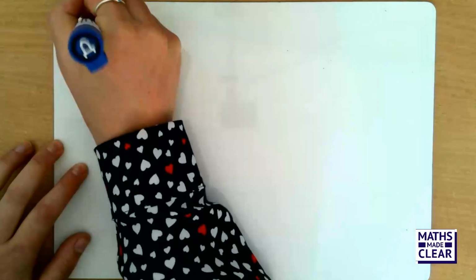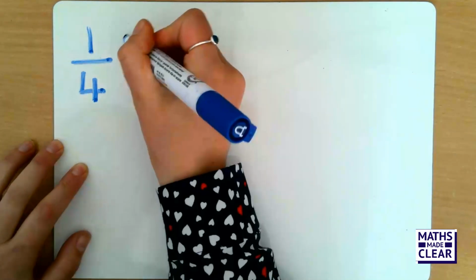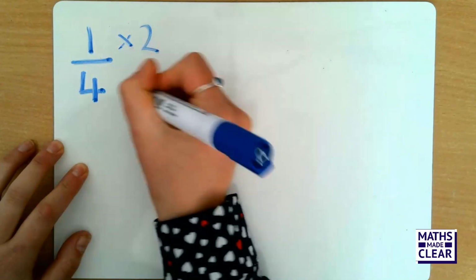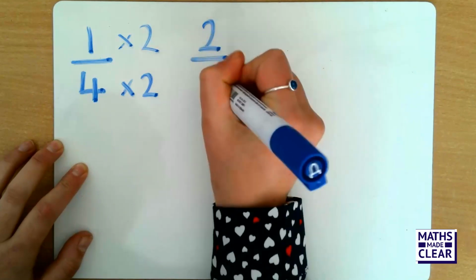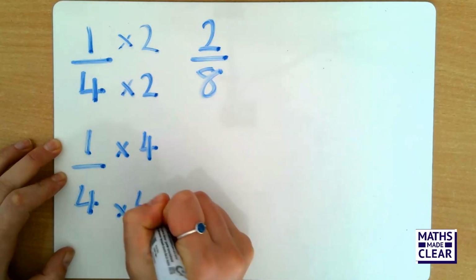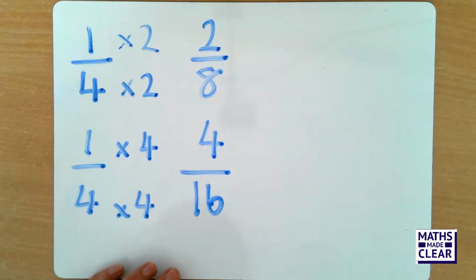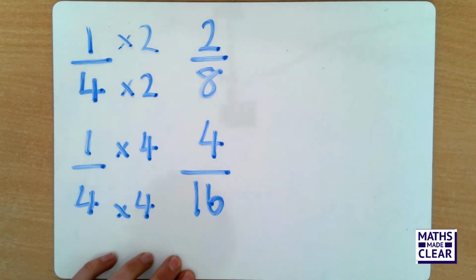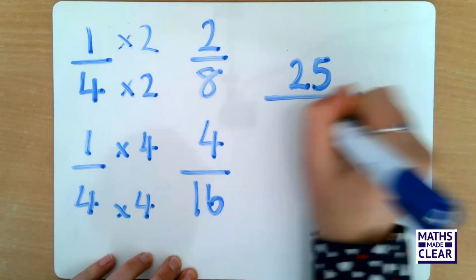If we had the fraction 1/4, we might want to find equivalent fractions for this. To do that, we would multiply the top number and the bottom number by the same amount. So if we multiplied it by 2, we'd then have 2/8. If we multiply the top and the bottom by 4, for example, we would then have 4/16. However, in a special case, if we would be multiplying the top and the bottom by 25, we would find ourselves with 25 out of 100.